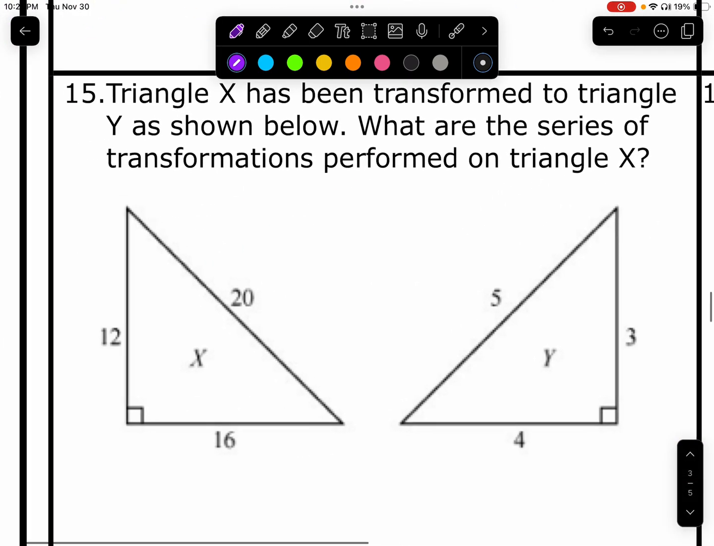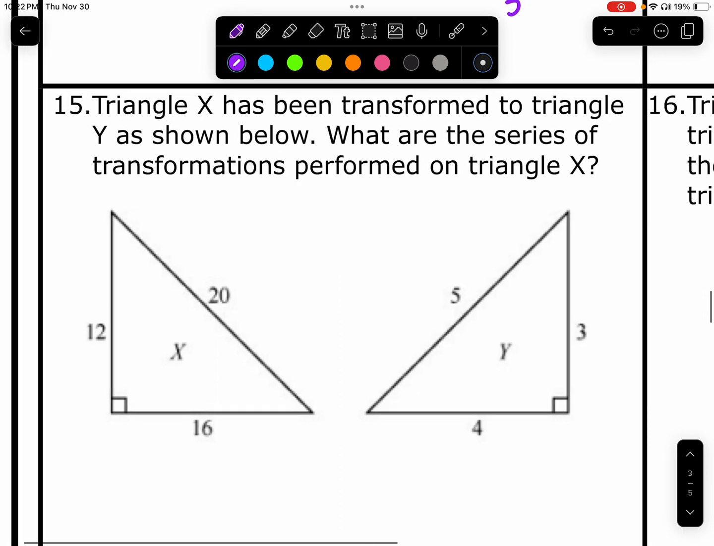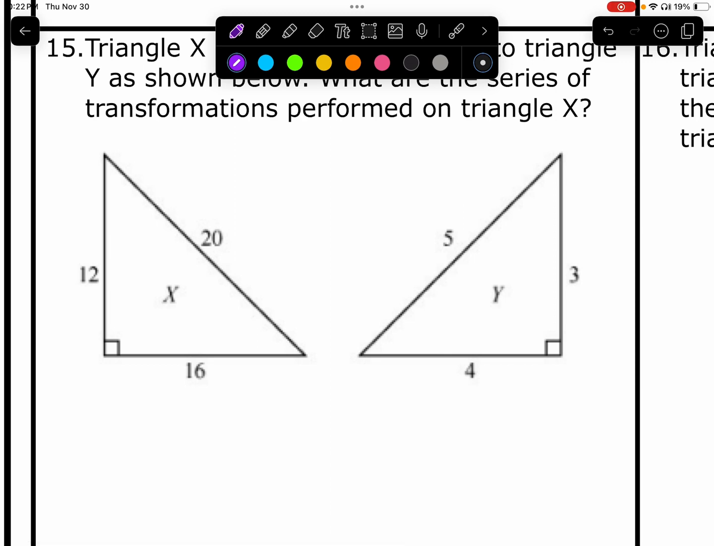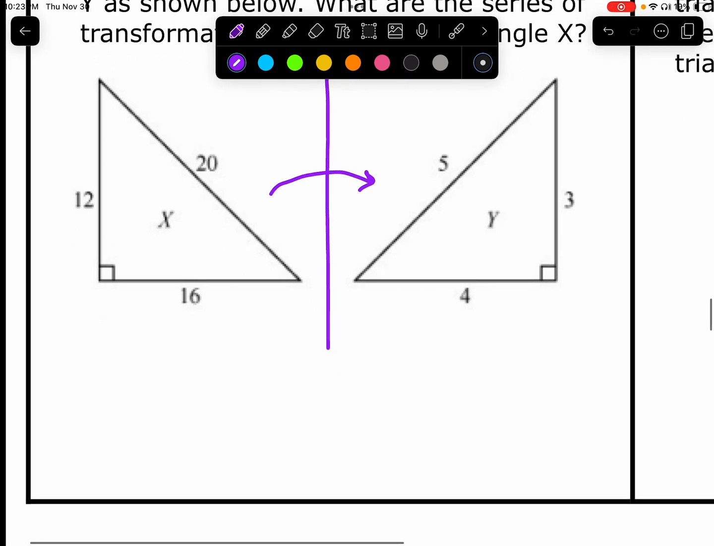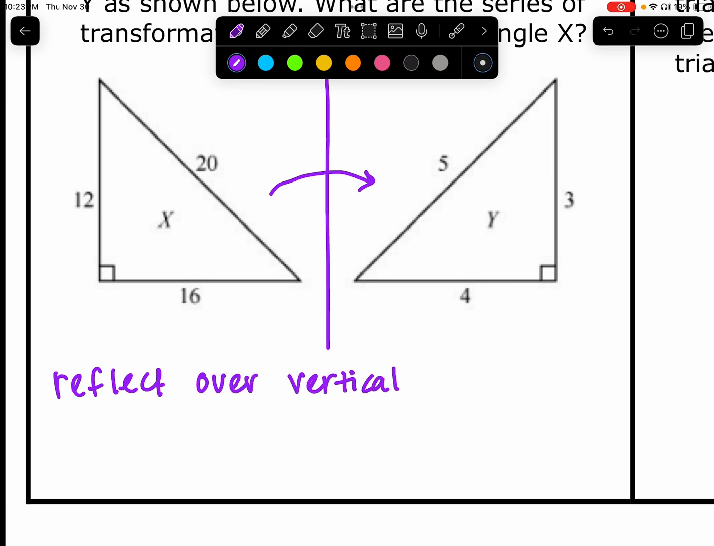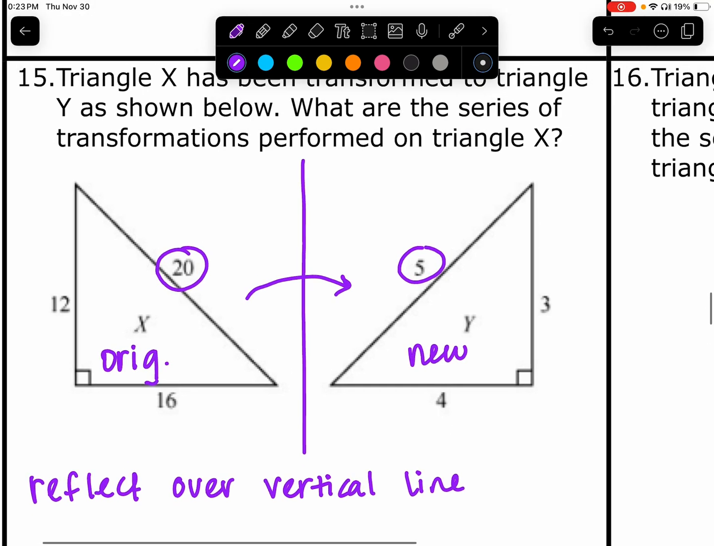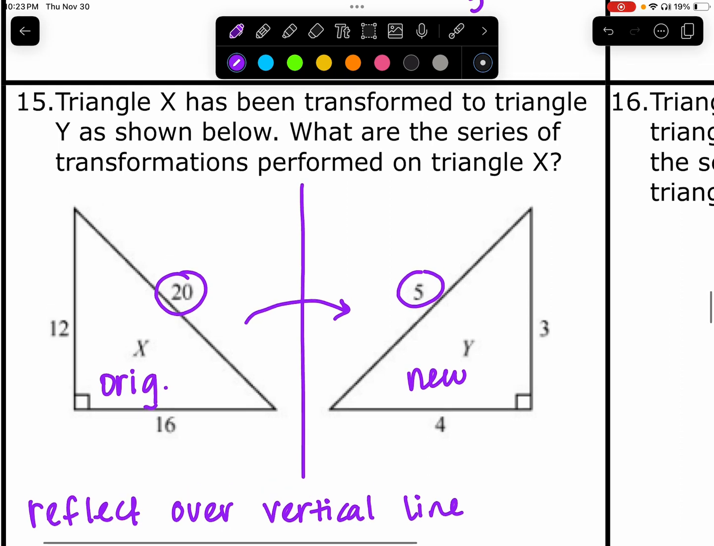Number 15. Triangle X has been transformed to triangle Y as shown below. What are the series of transformations performed on triangle X? So first we can see that this triangle was flipped across a vertical line. So that would be reflect over a vertical line. And then we can see that the numbers differ. This would be the original, and this would be the new. We know that because the problem says triangle X was transformed to create triangle Y.